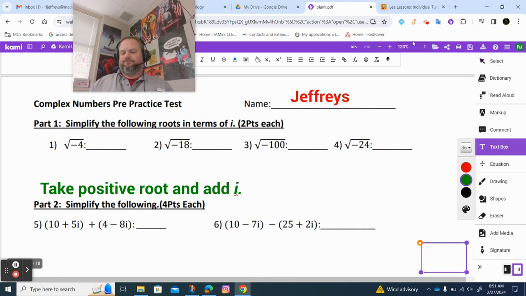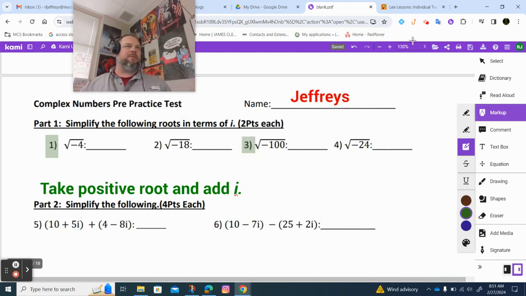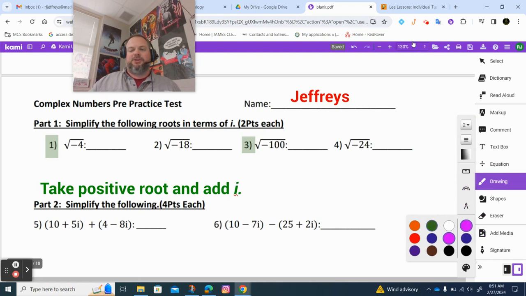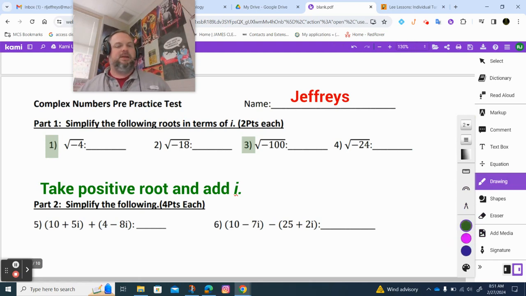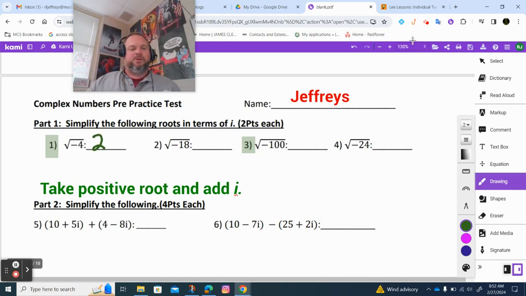All right. So there are two of these that are perfect squares. Number 1 and number 3 are perfect squares. That means that you will actually get a whole number. Now, square root of 4 is 2. So we just put 2i.